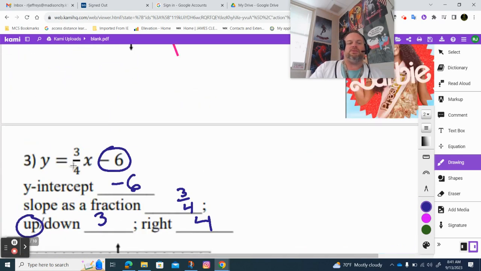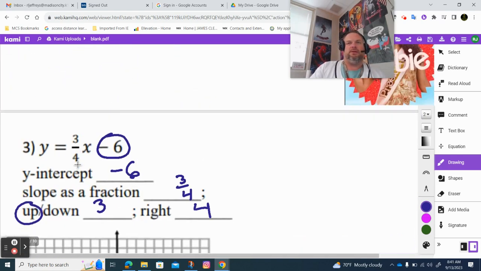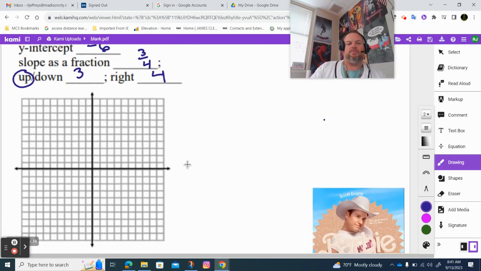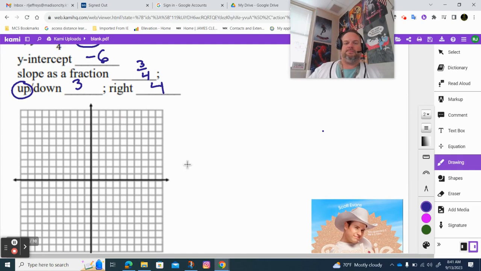No, we were talking about slope. No, you just pointed yourself out. Okay. 1, 2, 3, 4, 5, 6. All right.